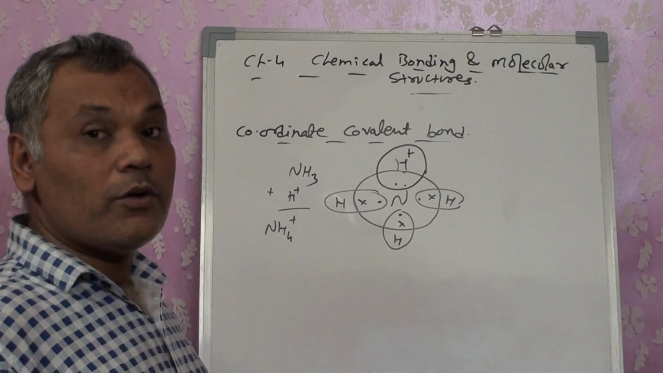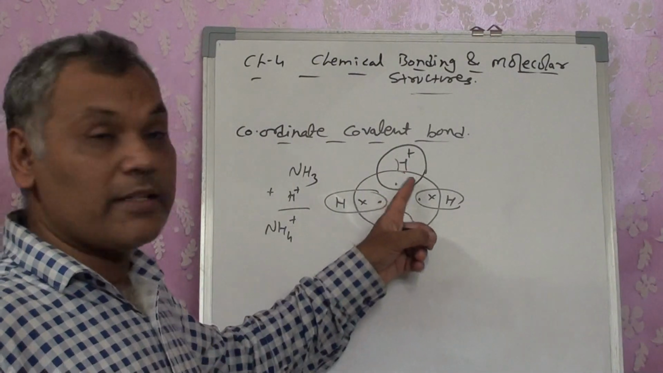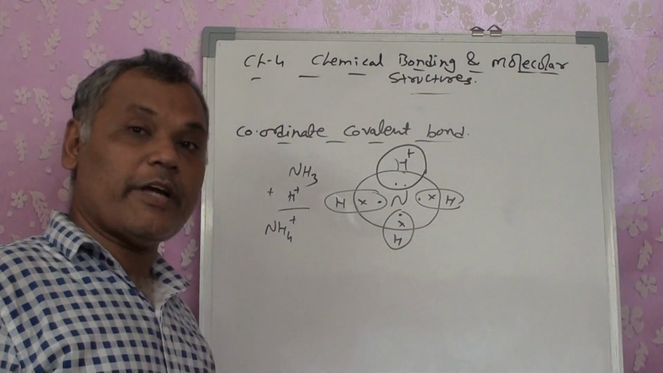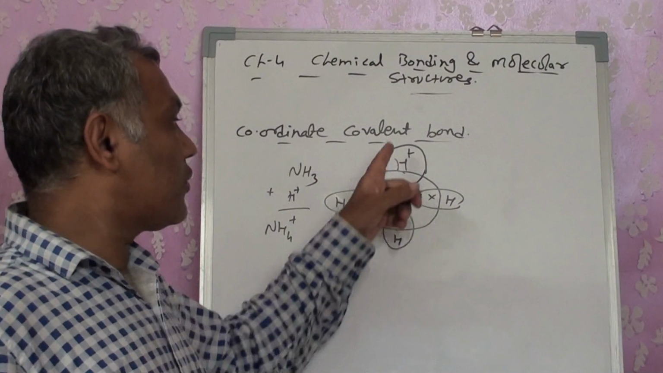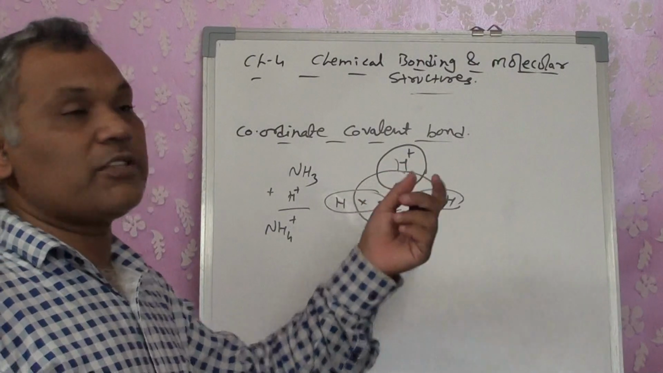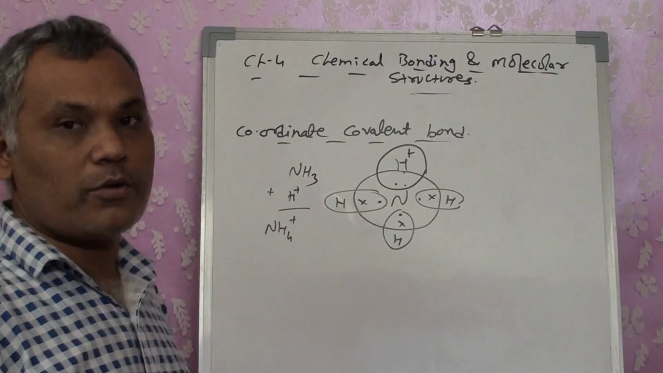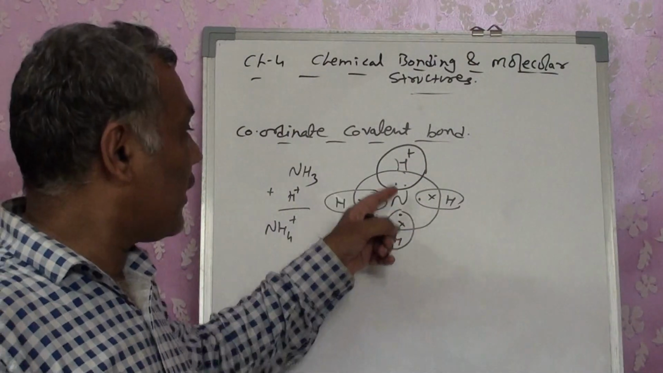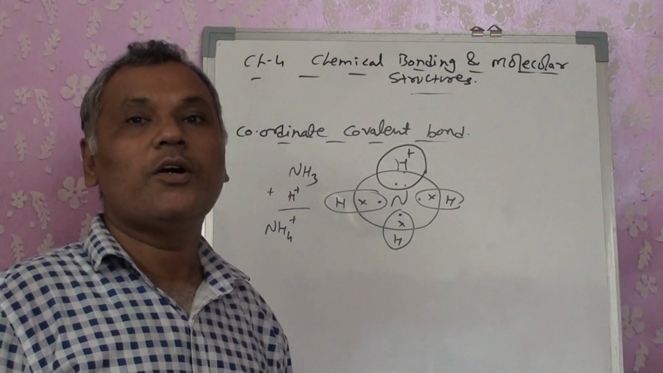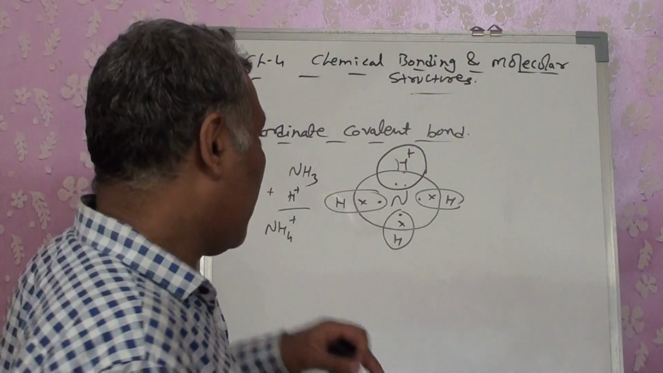But this is not an ionic formation. It's not ions. Again, sharing is there. That electron is not completely donated to hydrogen, nor has hydrogen completely taken away the pair of electrons. It is shared between nitrogen and hydrogen. So that's why such a bond is considered a coordinate covalent bond.